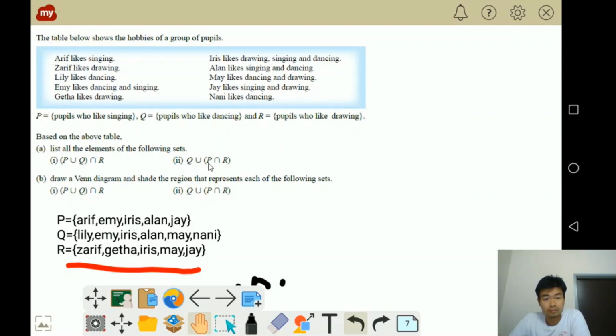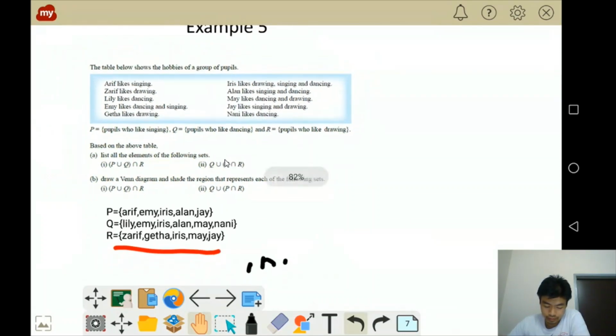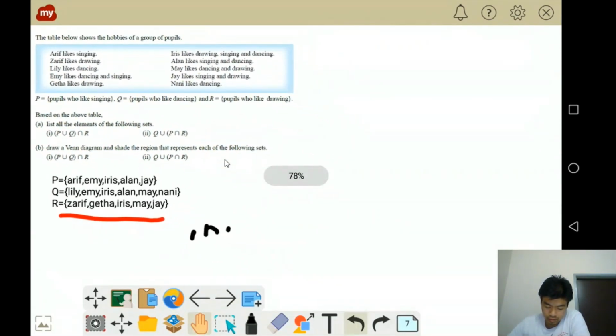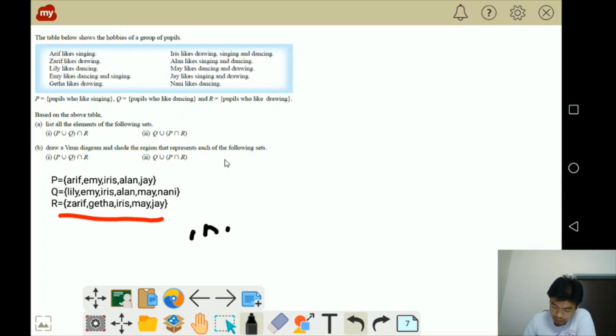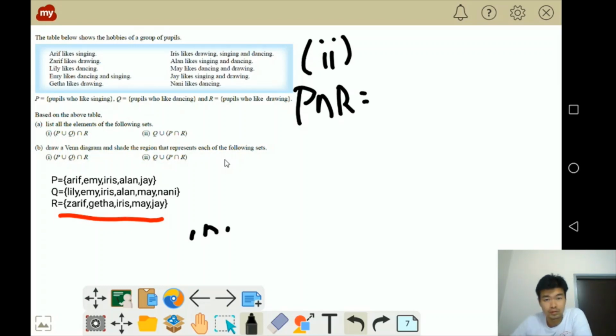Q union in bracket P intersect R. So we need to do what is in the bracket first, P intersect R. Which I'm going to write down here. Intersection means the common elements for P and R, right? So look at P and R. What are the common elements?